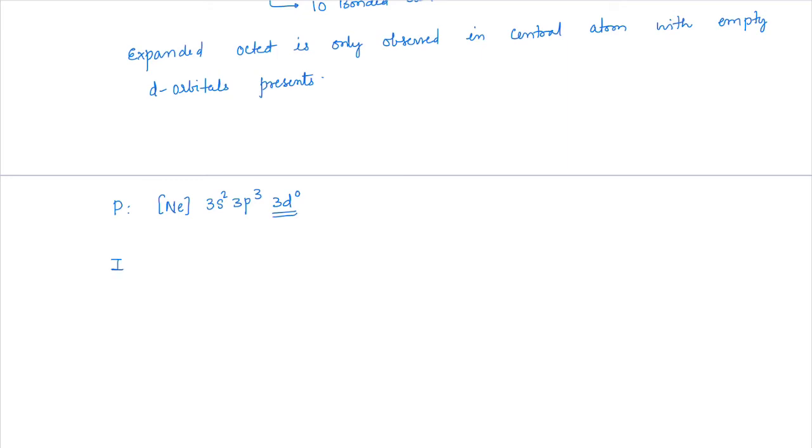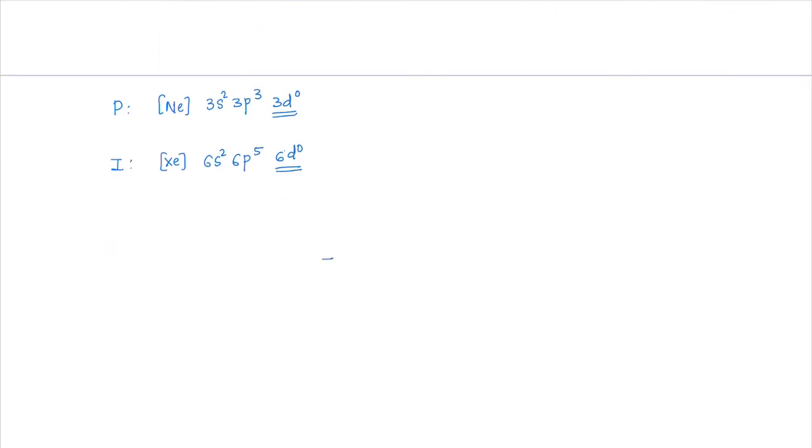Same way, for iodine I would have xenon, 6s2 and 6p5. And 5d is completely empty for iodine. Sorry, 6d is completely empty for iodine. So that makes it have an expanded octet, and thereby we have 1, 2, 3, 4, 5, 6, 7 chlorines which it will be bonded with. This is how it will be bonded. So it will show up as ICl7. What hybridization it has and what shape it has, that is something we'll be learning as we go further.